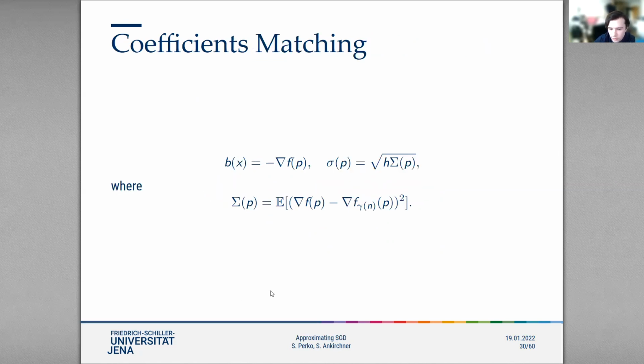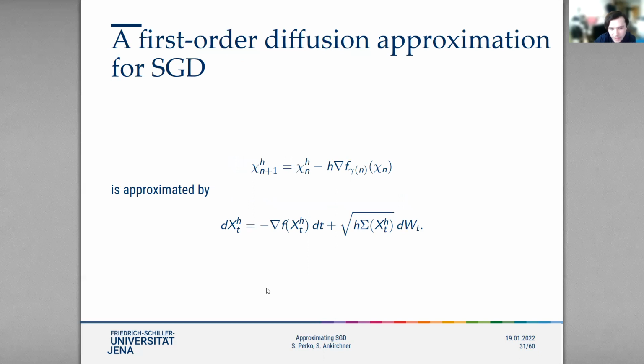So if we match these coefficients, we see that, again, b is the negative gradient, and sigma is the square root of h times capital Sigma, where this capital Sigma is the quadratic, or basically the variance in the gradient noise. So this is now encapsulated in this diffusion coefficient. And with that, we have finally found our diffusion approximation. And we can say these SGD iterations are approximated in some sense by the solution of this family of stochastic differential equations.